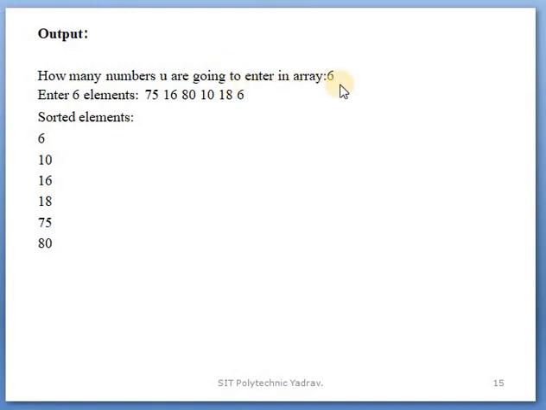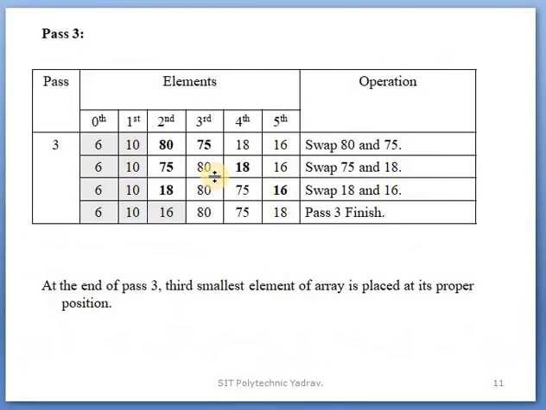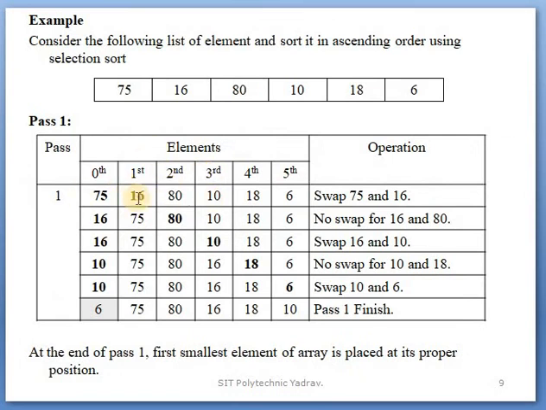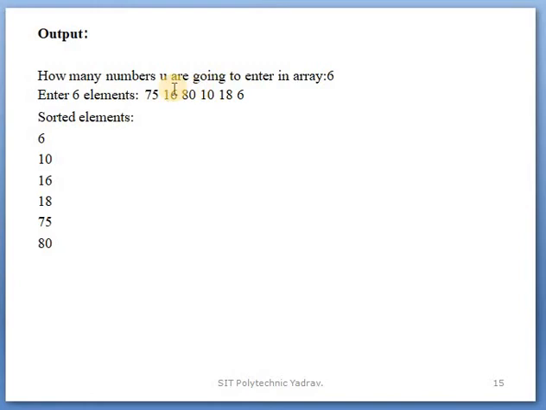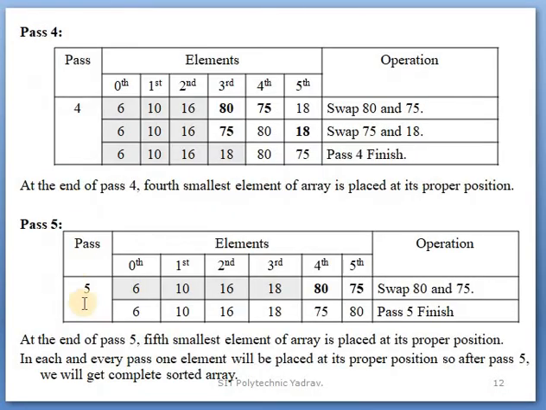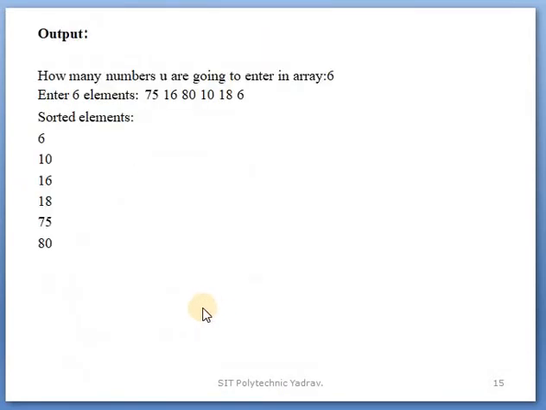6 means your 6 elements are entered in an array. For example, the numbers entered are 75, 16, 80, 10, 18, 6. After that, the output will be displayed, which we are getting: 6 10 16 18 75 80.